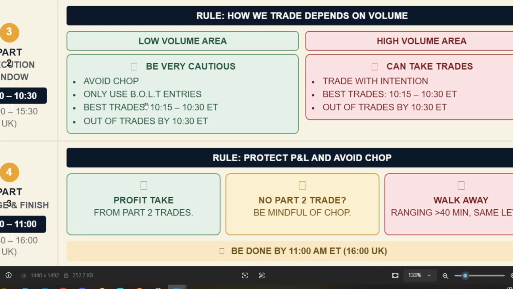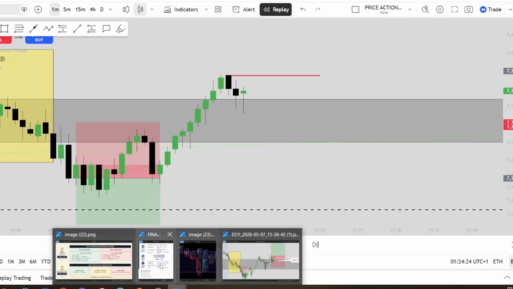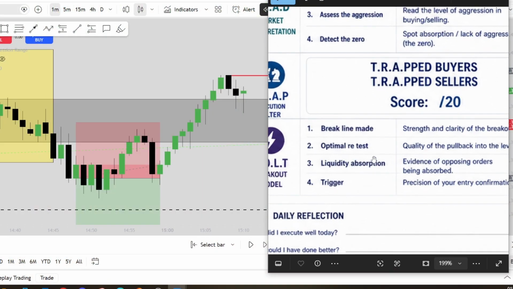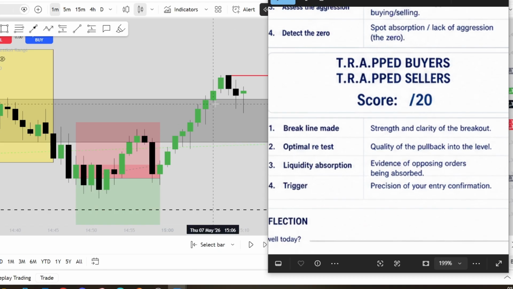So now from here we need to apply the BOLT, and it's very, very important you apply the BOLT. It even says only BOLT entries. So we are going to really systematically break down what the BOLT actually means. So break line, strength and clarity of breakout, body. Now I want it to be at least two candles. It doesn't have to be, but if it's two candles, it's just better. So I would give this a 5.